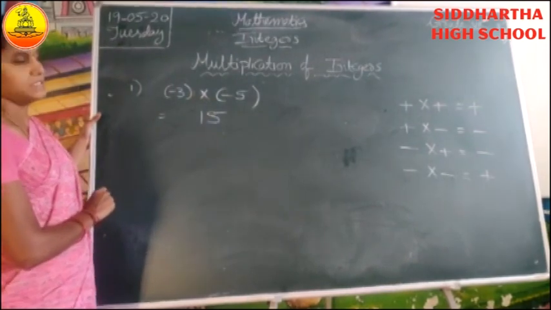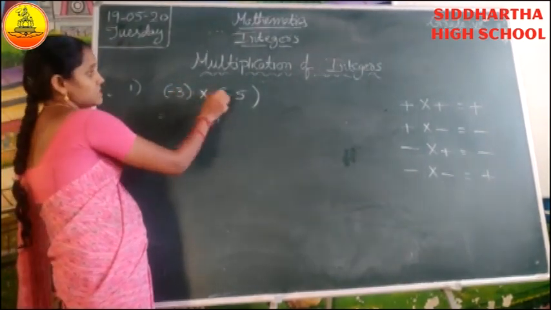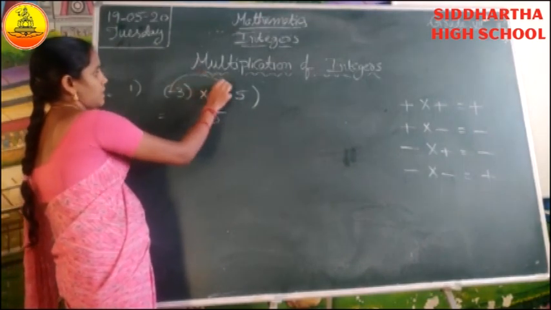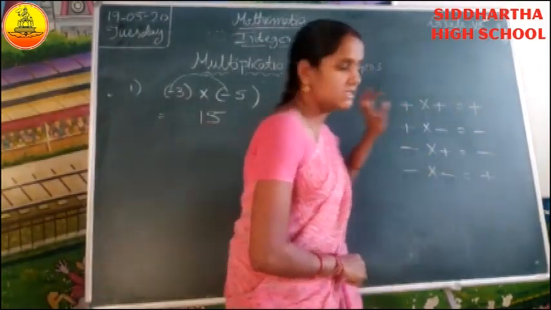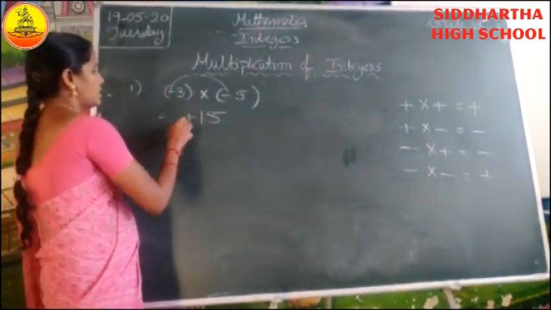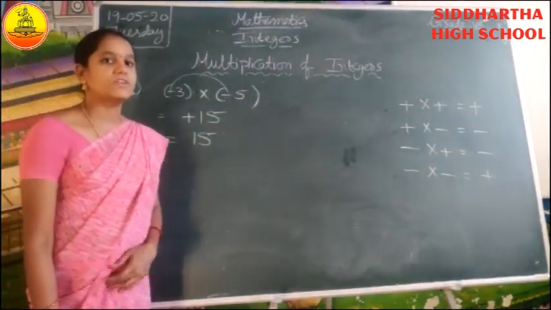Now multiply the signs. Here which sign is there? Minus. Here which sign is there? Minus. Minus into minus is plus. So you have to keep plus. If you keep it or not, no problem, because if you do not keep any sign, it represents a positive integer.